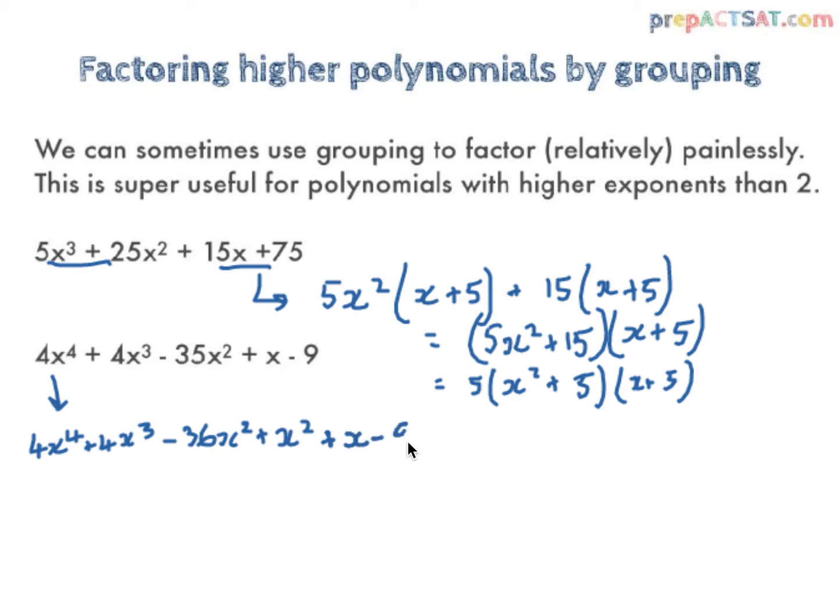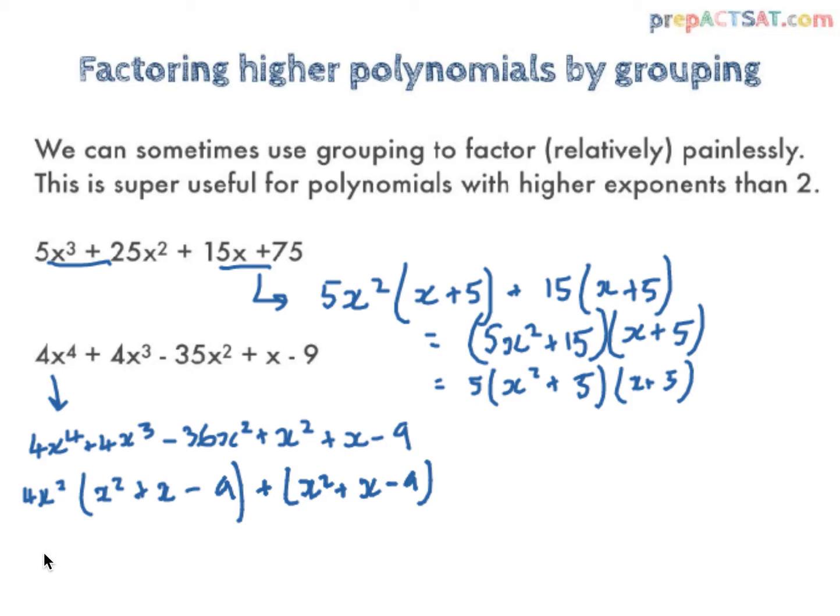plus x minus 9. Okay, so I'm going to common factor the first 3 terms. So I think I can take out 4x squared. From the first term, that leaves me with just x squared. From the second term, it leaves me with just x. And from the third term, it leaves me with 9, sorry. That wouldn't make any sense. Right, so now you might see what's going on here, because what I've got left from here is just that same thing, x squared minus x minus 9.